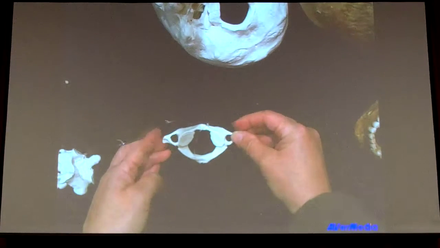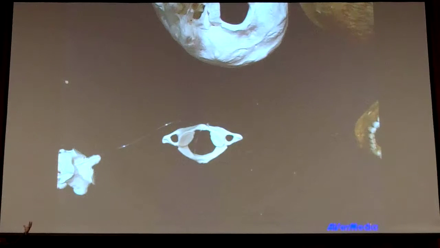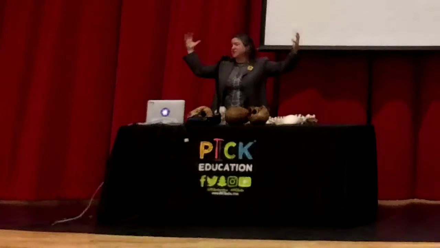So we call this first vertebra Atlas as if it were holding up the world, and the world in this case being represented by the round skull. So that's how we remember the first vertebra's name is Atlas, because it's holding up the world of the skull.